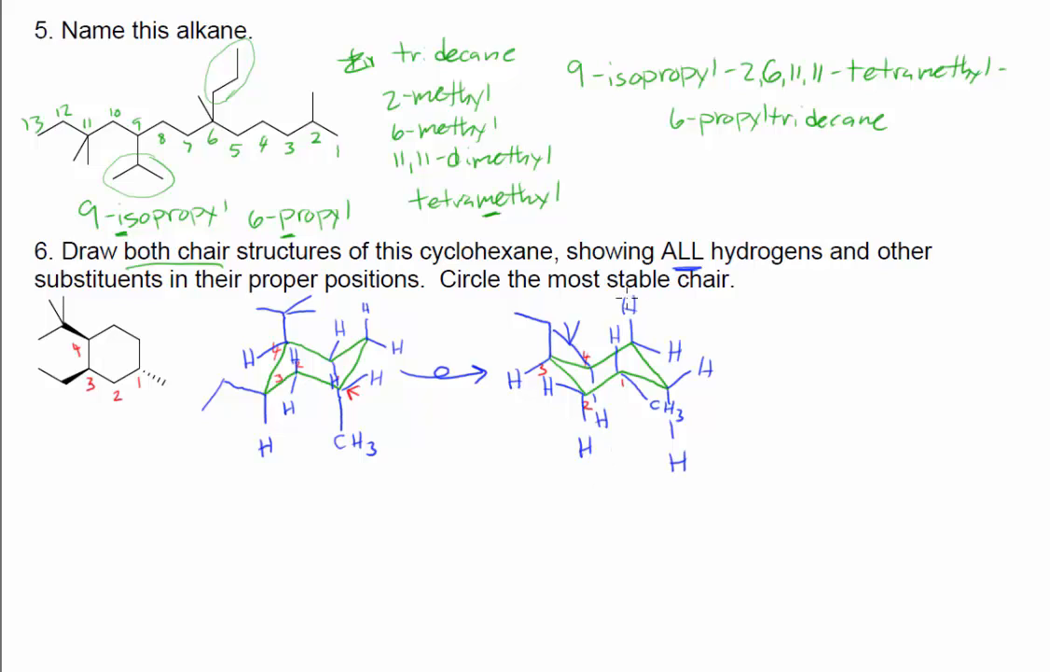Circle the most stable chair. So the most stable chair will have the largest group in an equatorial position. And so this T-butyl is axial right there. Now it's equatorial, so this will be the most stable chair. It has T-butyl and methyl, both equatorial, and only the ethyl in the axial position.